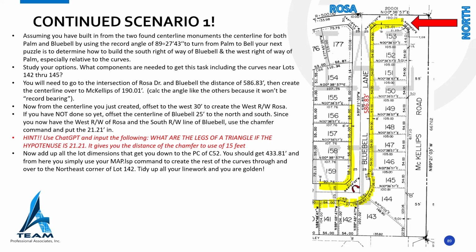And from here you simply use the map LSP command to create the rest of the curves through and over to the northeast corner. This would be the northeast corner. And in this case, do you see any tangent distance between? It happens to be that the northeast corner of lot 142 is also the point of tangent. This is the point of tangent. This is a tangent line.